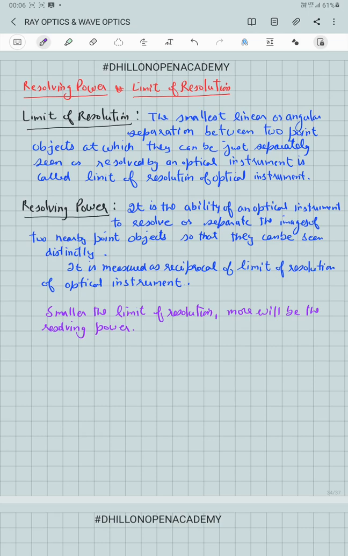So what do we actually mean by the limit of resolution, and how does it control the resolving power of an optical instrument, whether it is a telescope or a microscope? We see now through an animation.